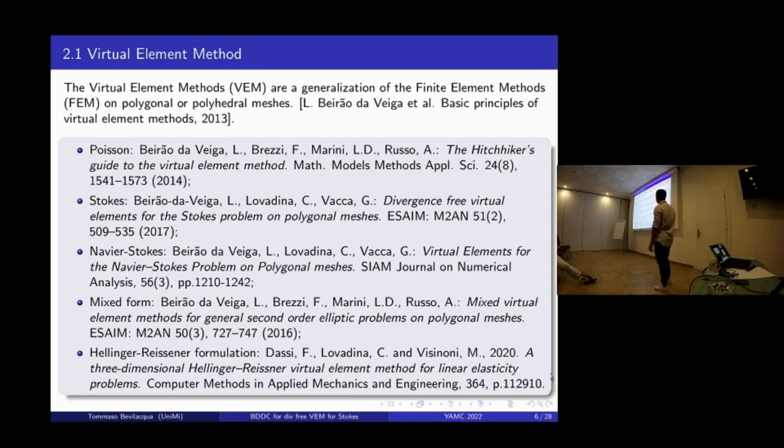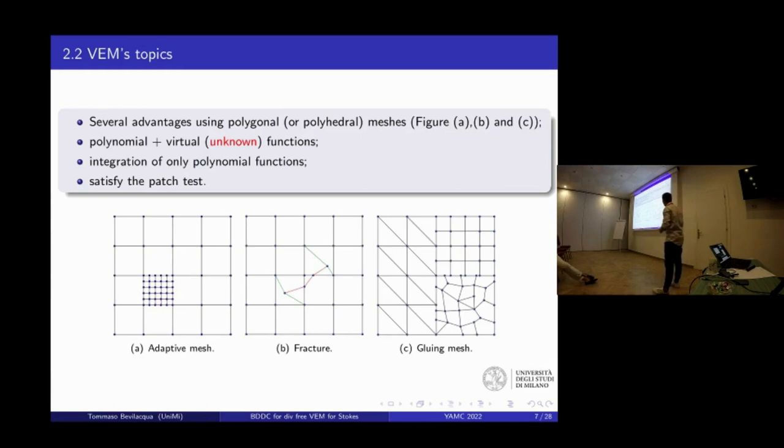They have recently been developed and extended to various types of problems like Poisson, Navier-Stokes, Stokes, and some kinds of mixed-form discretizations. This is just a little of the literature that is now present related to this method. We'll see just a few topics. The fact that you can handle very general meshes gives you some advantages, for example when you have to refine some specific region of the mesh, for adaptivity. In this case, these four squares, where we have some hanging nodes, are not a problem because they are treated simply as an octagon, and this is not a problem for the virtual element method.